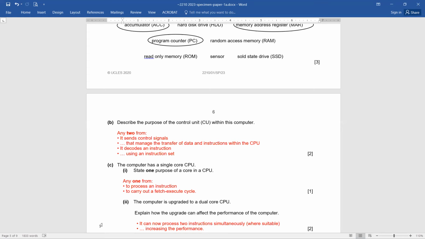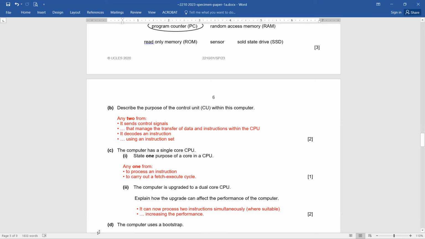The computer is upgraded to a dual core CPU. Explain how the upgrade can affect the performance of the computer. Now, from single core to a dual core, what is going to be the effect? What happens is it can now process 2 instructions simultaneously. It will definitely increase the performance. So increasing the core from the normal core to a dual core will result in upgrading your system, making your system perform better. It will be improving the performance.